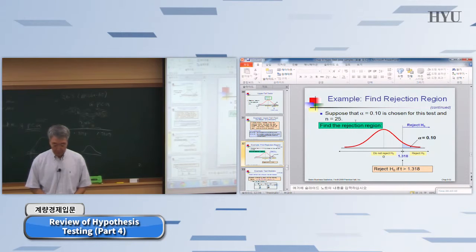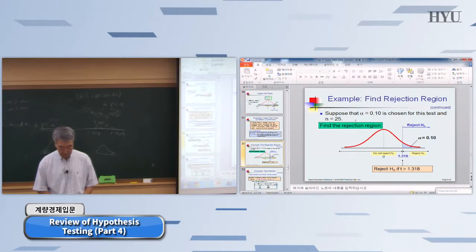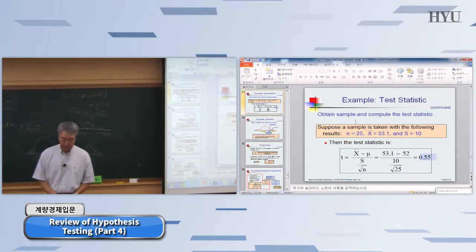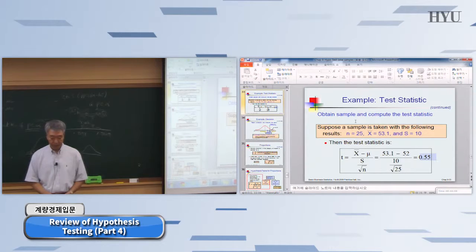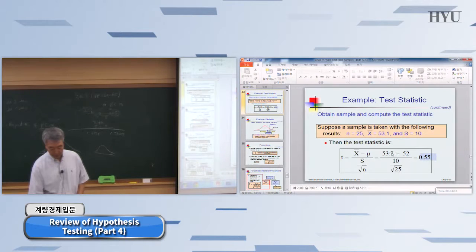But let's assume that we pass that test, okay? Then you set up the null and alternative hypothesis, calculate the critical value, and so on. And then you calculate the test statistic. It comes out to be only 0.55, right? So the difference between your sample mean and the hypothesized population mean is only half of the usual variation in the sample with size 25, right?